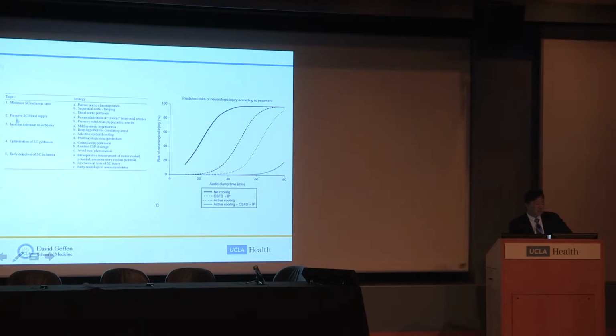I don't want to belabor them, but in open surgery, the things we do are to limit the ischemic time, so reducing the cross-clamp times, and the concept of sequential clamping of the aorta, to limit the time that any individual segment may be subjected to hypoperfusion.